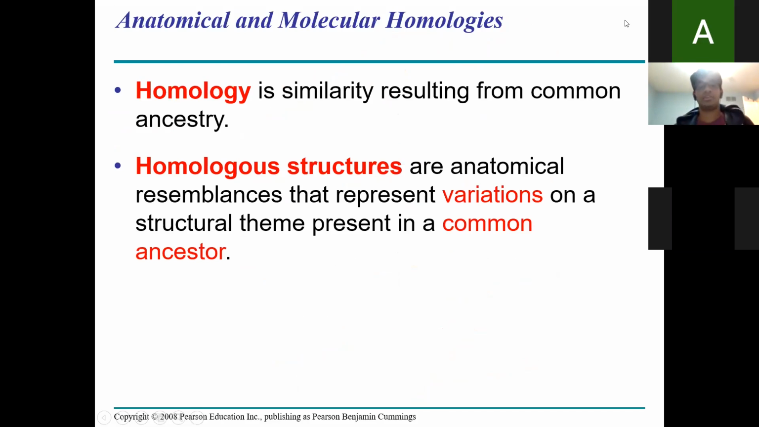Okay, so homology is similarity resulting from common ancestry. The root homo means the same. Homologous structures are anatomical resemblances that represent variations on a structural theme present in a common ancestor, and I'll get into what exactly that means.